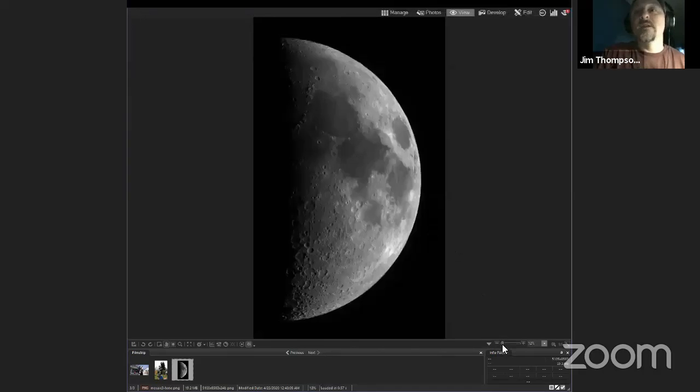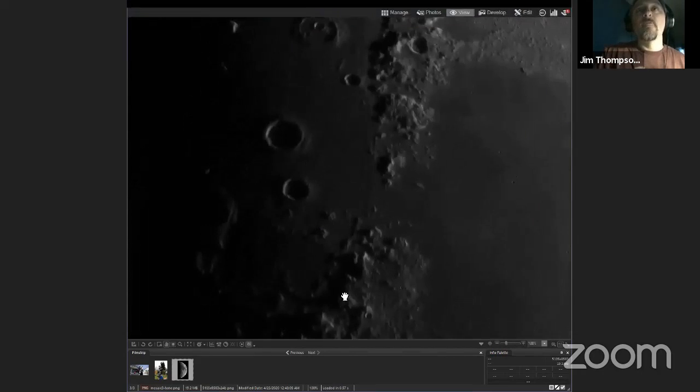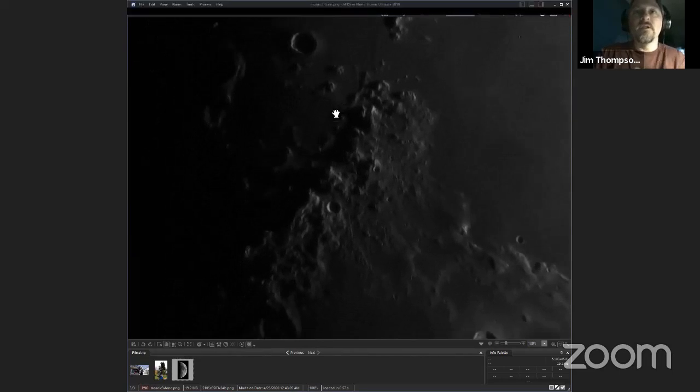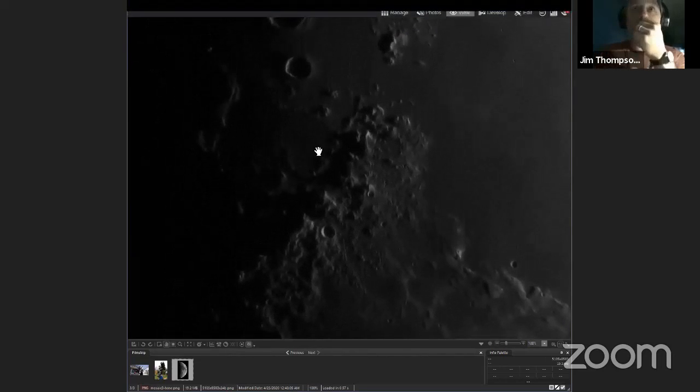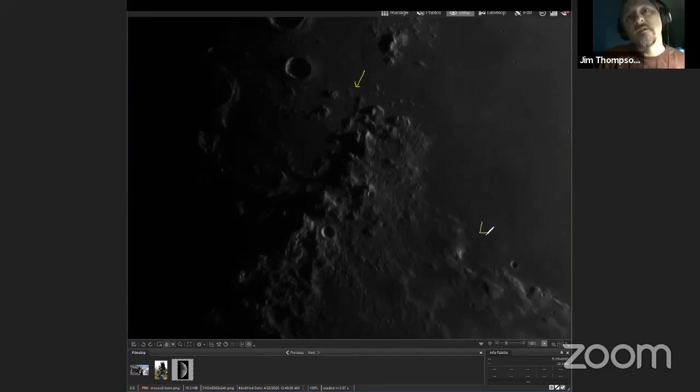So let's go back to our marching down the Terminator here. We were up here moving south. This is another very interesting area to explore. This is the Apennine Mountains, again just named after an Earth range. And we're starting to see some other interesting valley systems. So you see there's some valleys there, there's some valleys here.